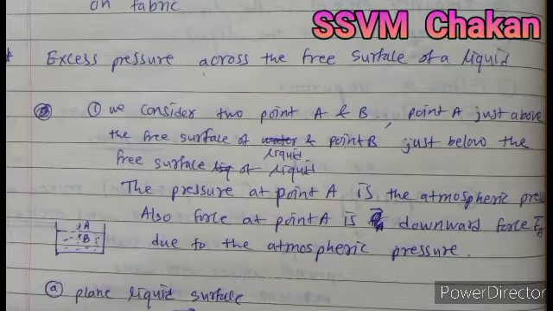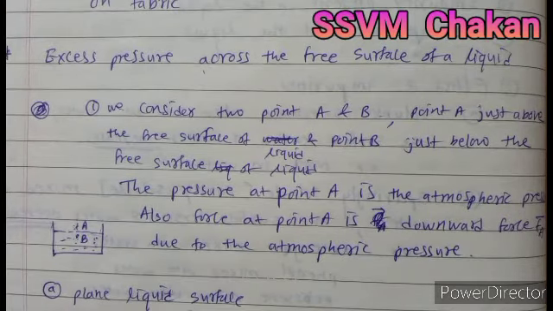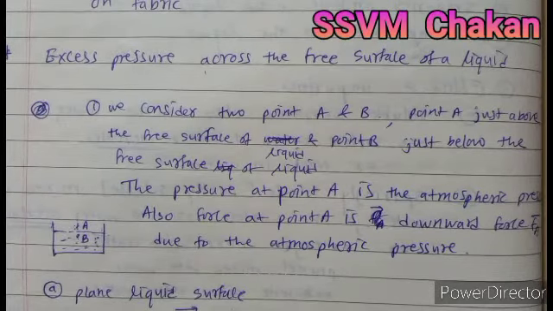Excess pressure across the free surface of liquid. So we have seen the different shapes of liquid in a capillary. One is a concave shape, another convex, and third is a plane. So why does this occur? That we see today.